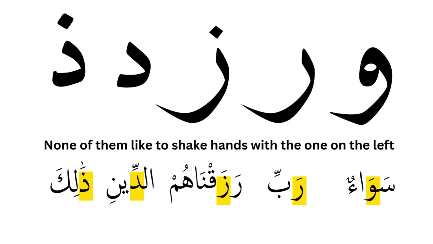Like here you will see in these words, sawa'un. In this word, wow did not connect to alif after. Rabbi, ra did not connect to the ba. Razaqnahum. Ra did not connect to za. Za did not connect to qaf. Then the next word, ad-dini. The dal did not connect to the ya. Then the last word, dhalika. The dhal did not connect to the letter lam.